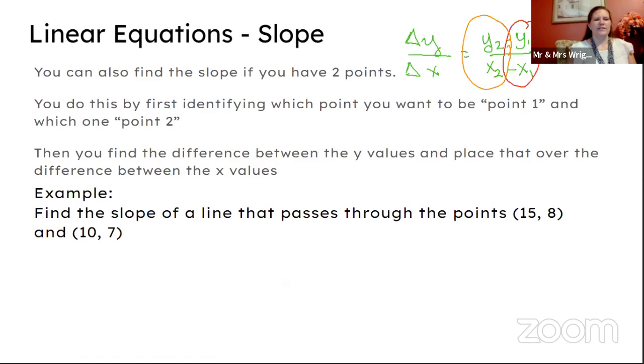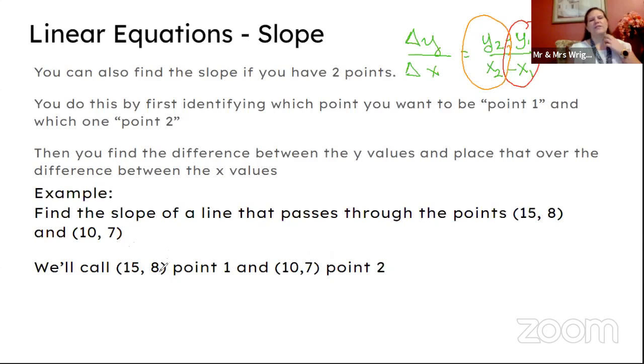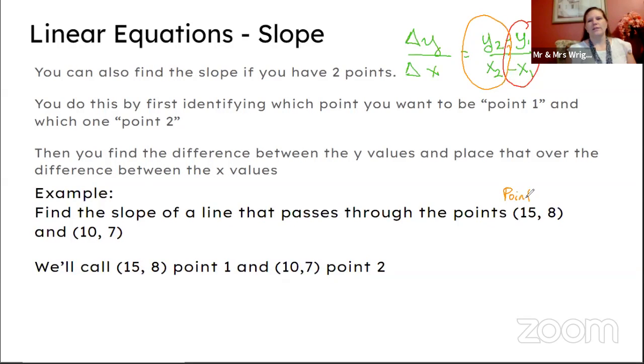So here we have an example. Find the slope of a line that passes through the points (15, 8) and (10, 7). And so I've already gone ahead and written out for us. We're going to call (15, 8) point 1 and (10, 7) point 2. So I'm going to write up here point 1, and I'm going to choose a bolder color here. We're going to put this one as point 2. So I know that I need to have y2 minus y1. So I'm just going to look at point 2 first.